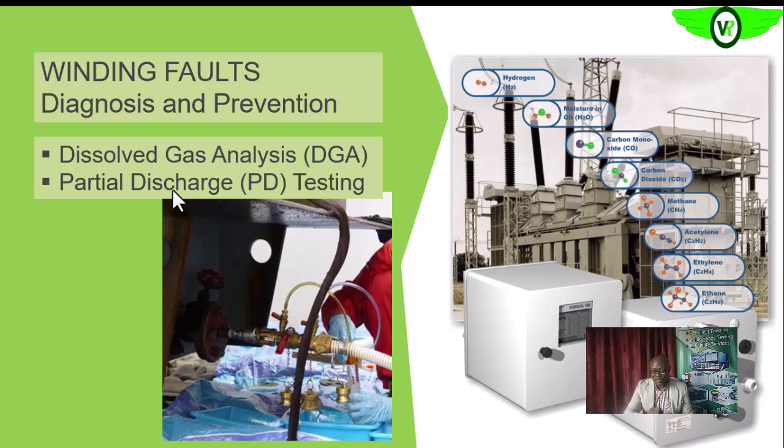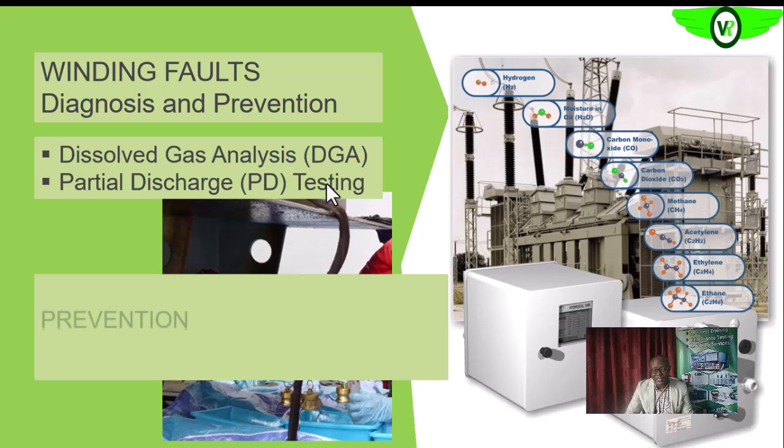We can also use radio frequency detectors to listen for the audible sound coming from the tank. If there is partial discharge, it will be distinct and we will be able to detect it. So these are some of the ways we can detect winding fault, since it is internal. All of these are condition monitoring techniques, the dissolved gas analysis and the partial discharge testing, that we can use in determining the condition of the transformer winding.